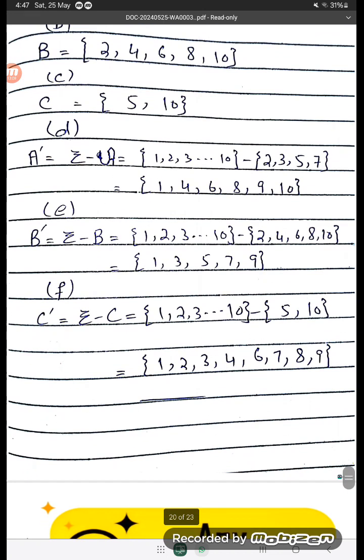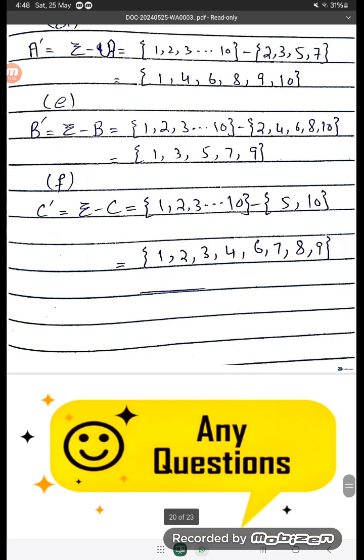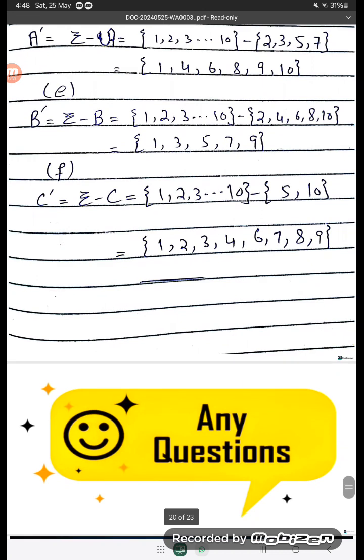It is the same in C complement: the universal set minus C. The universal set is 1 to 10 and C contains 5 and 10. In C complement we cannot write the elements 5 and 10. We write 1, 2, 3, 4, 5 minus 5 is 0, 6, 7, 8, 9 and 10 minus 10 is 0.